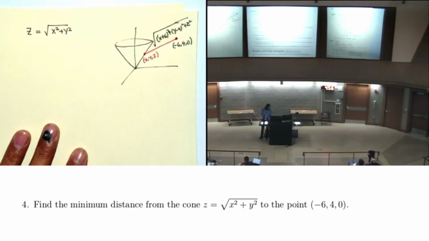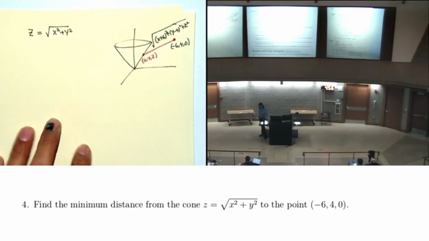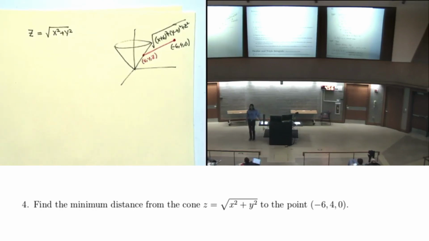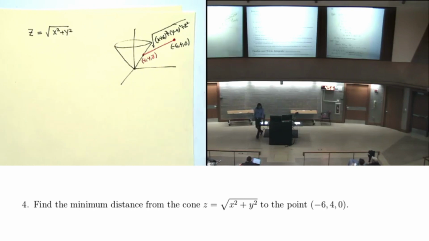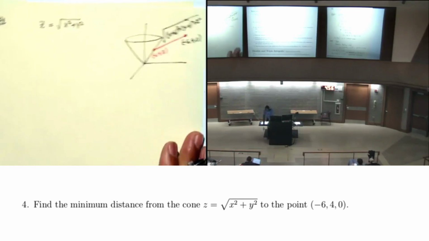The distance formula: take the x difference, the y difference, and the z difference, square all of them, add them, and then take the square root. I want to minimize this quantity. This is my minimizer.